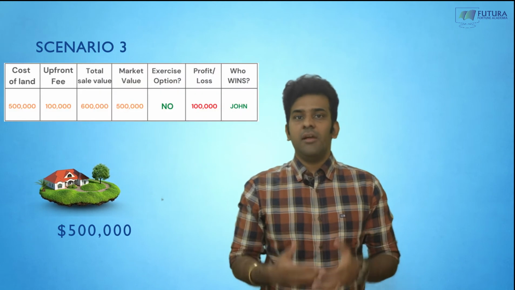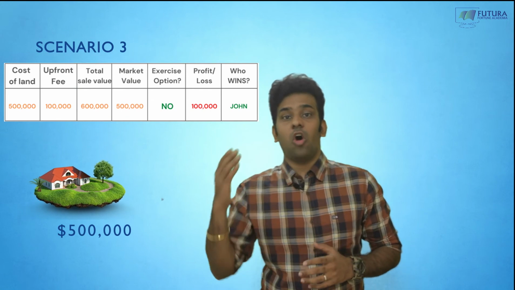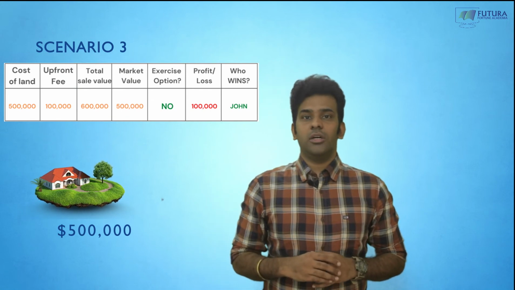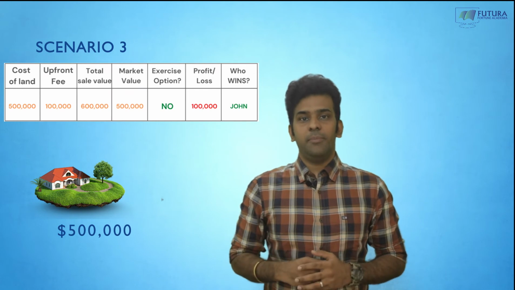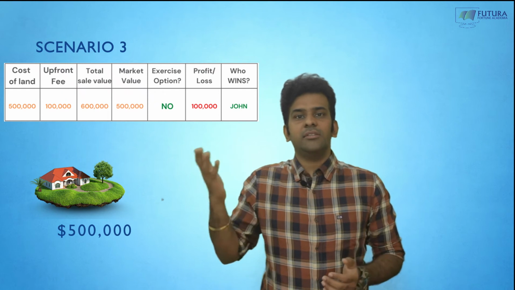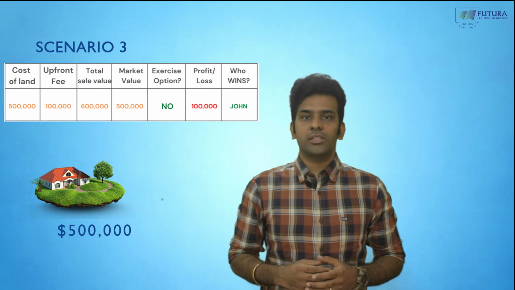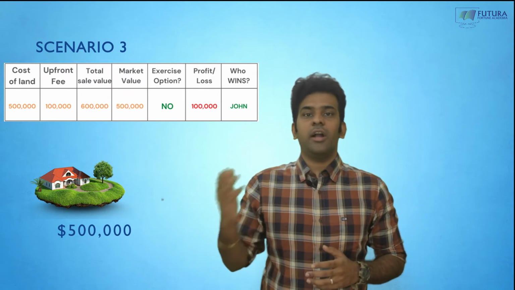In the third scenario, nothing happens. The value of the land remains the same at $500,000. In this situation, what would David do? Clearly, again, David needs to pay an additional $500,000 to buy this particular piece of land and he has already paid $100,000 as an upfront fee, so the total will become $600,000 as a cost. However, the current market value of the land is $500,000, so he will end up owning the land at a higher cost and earning a loss of $100,000.